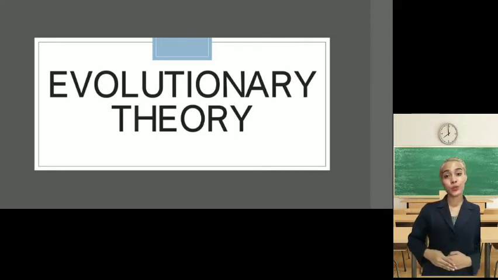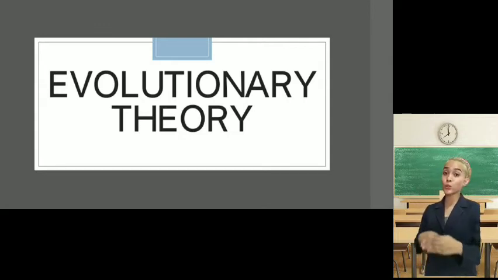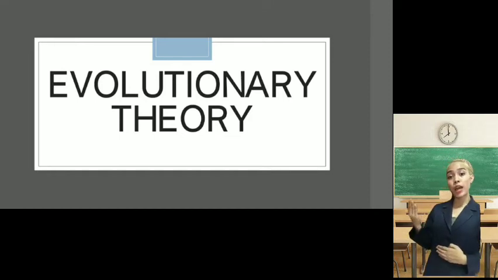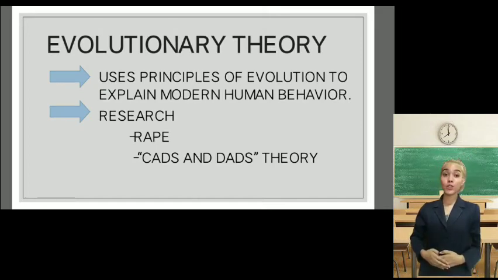The evolutionary theory is a broad base where certain types of antisocial behavior are genetic and passed down from one generation to another through the process of evolution, natural selection, and survival. This theory separates two types to explain violent crime and sexual pleasure. Evolutionary theory uses the principles of evolution to explain modern human behavior. In research, we have the rape theory and the cads and dads theory.